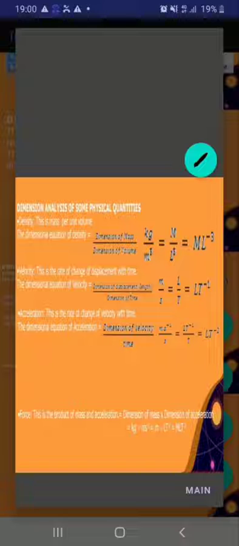Velocity, which is the rate of change of displacement with time, has its dimension to be dimension of displacement, which is also length, over dimension of time.